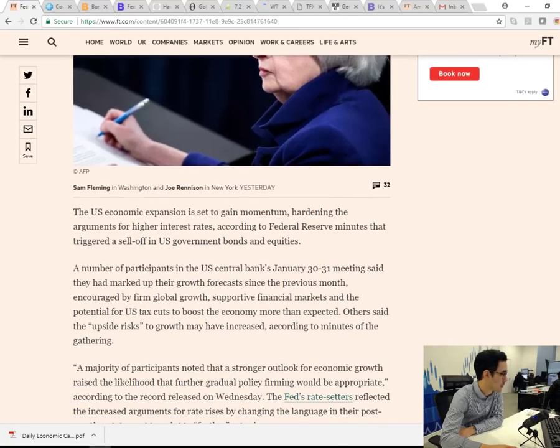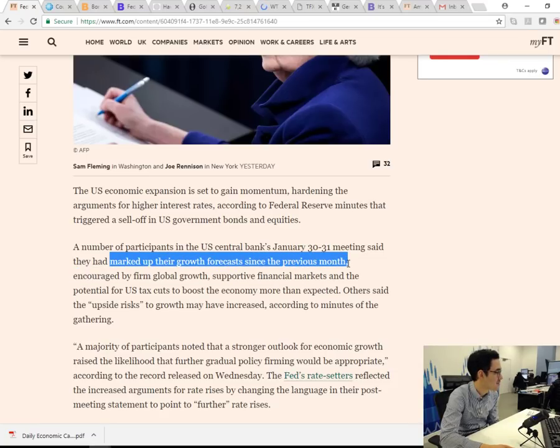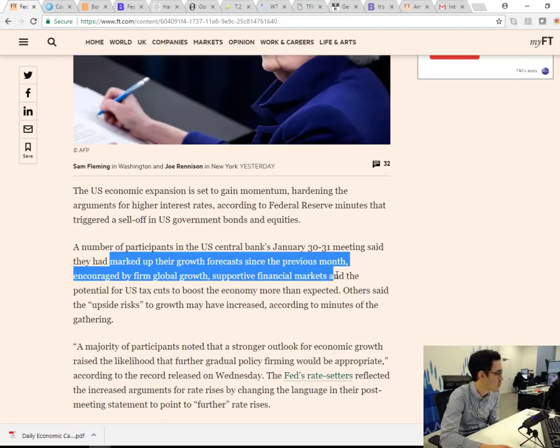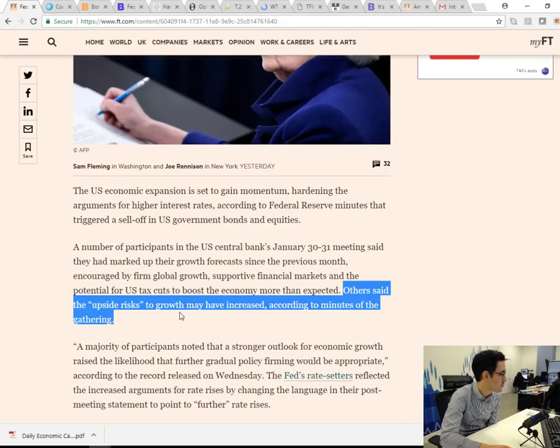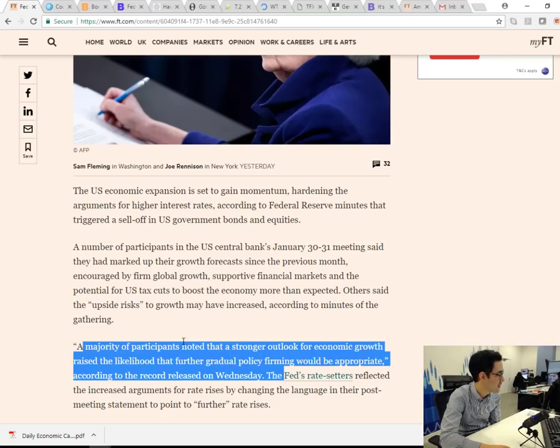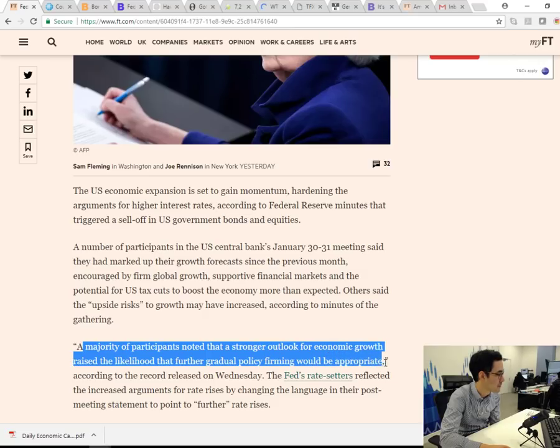A number of participants in the end of January meeting said they'd marked up their growth forecast since the previous month, encouraged by firm growth, supportive financial markets, and the potential US tax cuts to boost the economy more than expected. Others went as far as saying upside risks to growth may have increased. A majority of participants noted that a stronger outlook for economic growth raised the likelihood that further gradual policy firming would be appropriate.